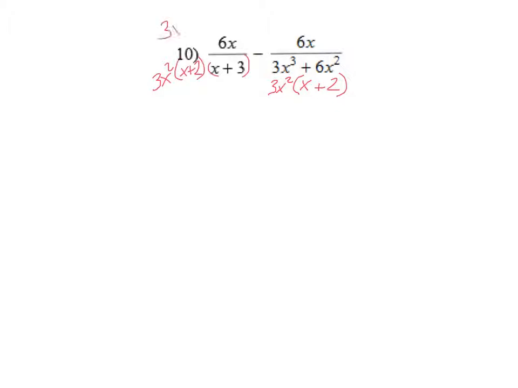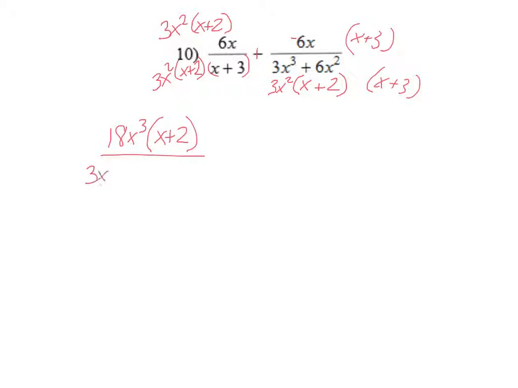And so do that on the top also. On the right side, what I'm missing is an x plus 3. Okay, and before I get too far, since it's a subtraction, I'm going to change that to plus a negative, and so I'll be distributing a negative 6. All right, so here's what I've got then. Remember that we combined the monomial parts. This 6x and this 3x squared are going to get me an 18x to the third. That's going to get distributed to that x plus 2. All over the common denominator.